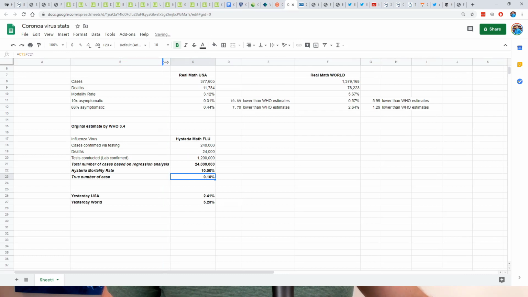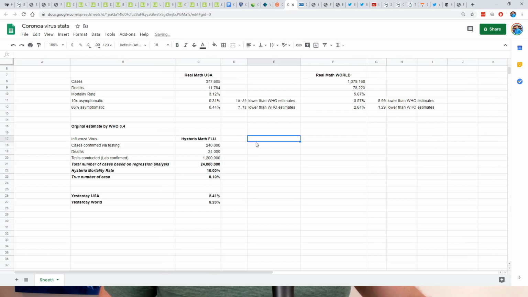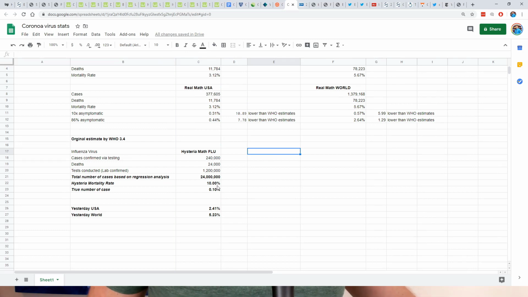0.12%. That's really important to keep in the back of your head, all right? So 10% is the hysteria because we're not factoring in the 24 million. We're factoring only the 240,000. 0.1% is factoring in this bigger number based on the regression analysis. So keep that in the back of your head.